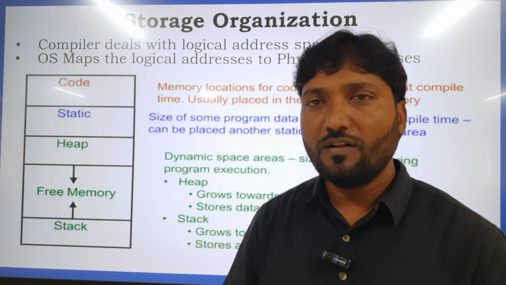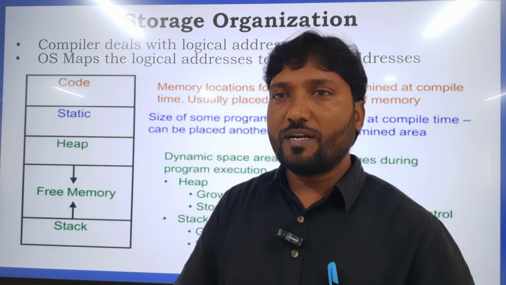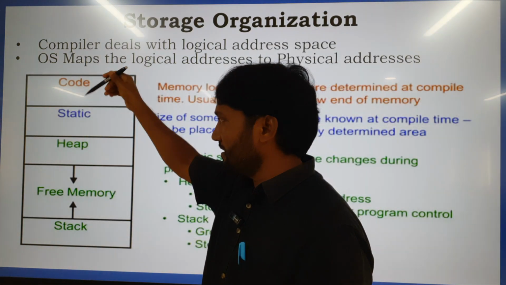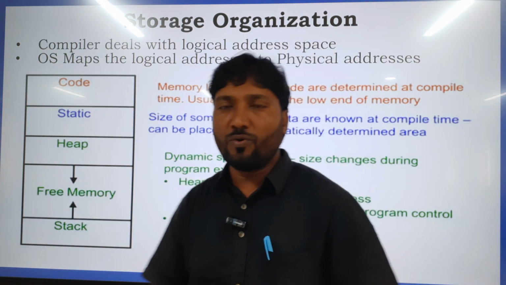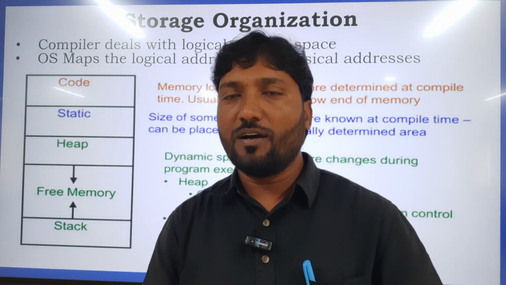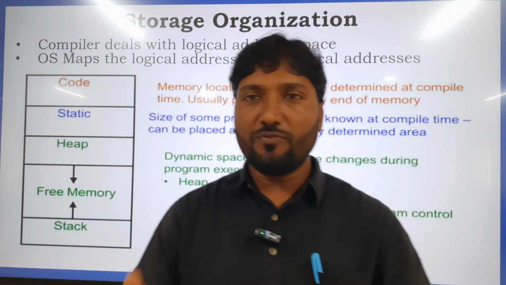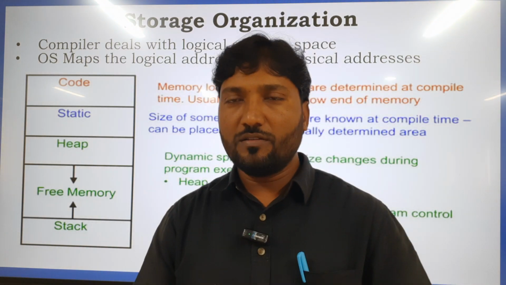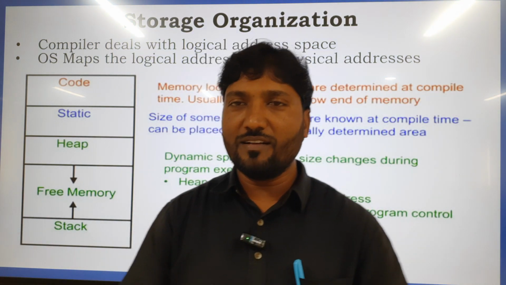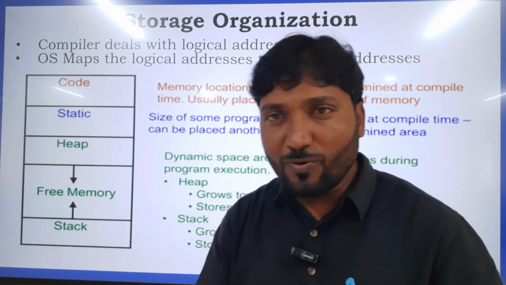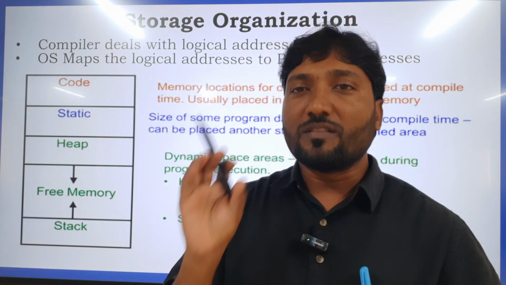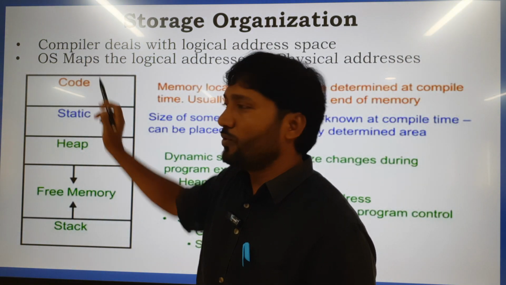Now let us discuss each one of the main memory's storage organization parts. The storage organization has 4 parts. One is the code area. As we know, after writing the program in C, Java or any other language, the program is verified for errors. If there are any errors, the compiler reports them to the user. If there are no errors, the compiler generates the object code. That object code is stored in the code area.